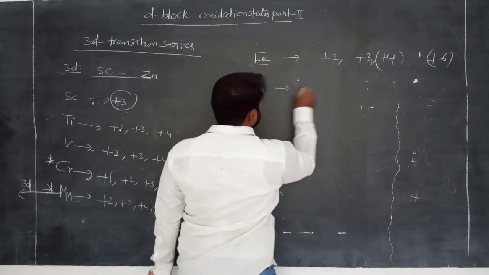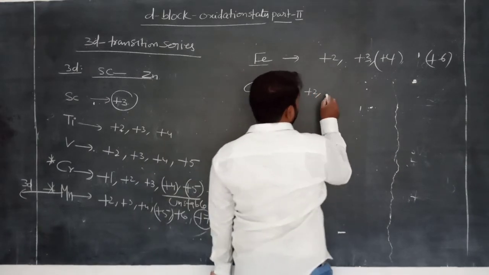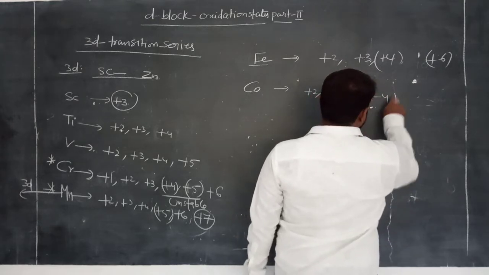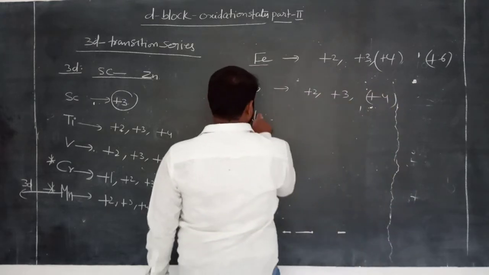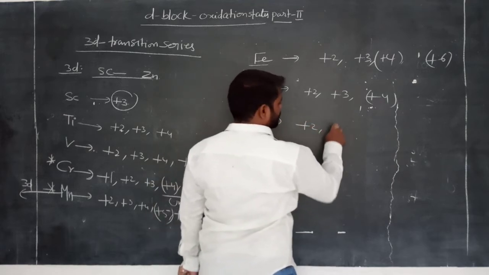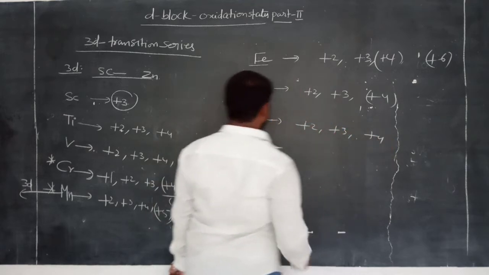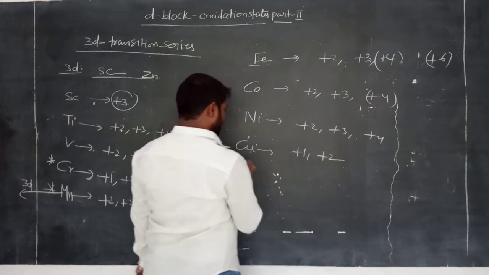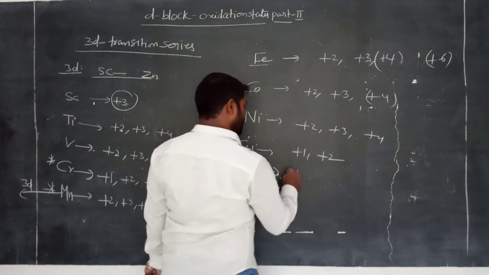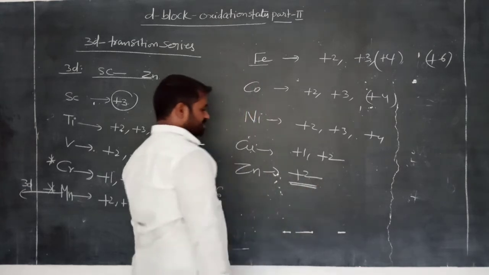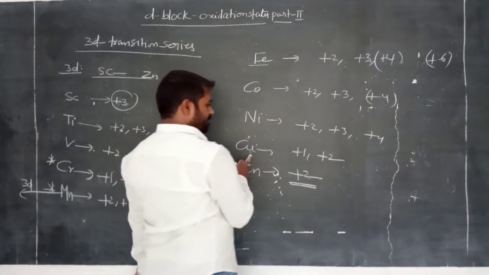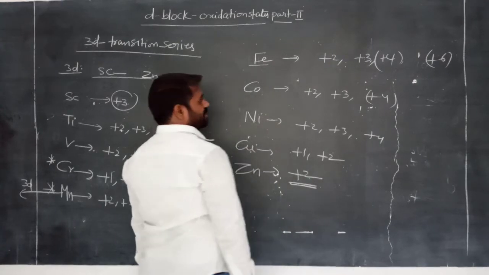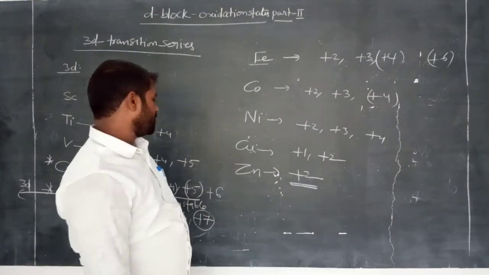That is cobalt +2, +3, +4, this is unstable, and nickel also +2, +3, +4, and copper exhibits +1, +2, and zinc is only +2. Okay, for copper mostly both are stable oxidation states. For iron, +3 is the most stable oxidation state.